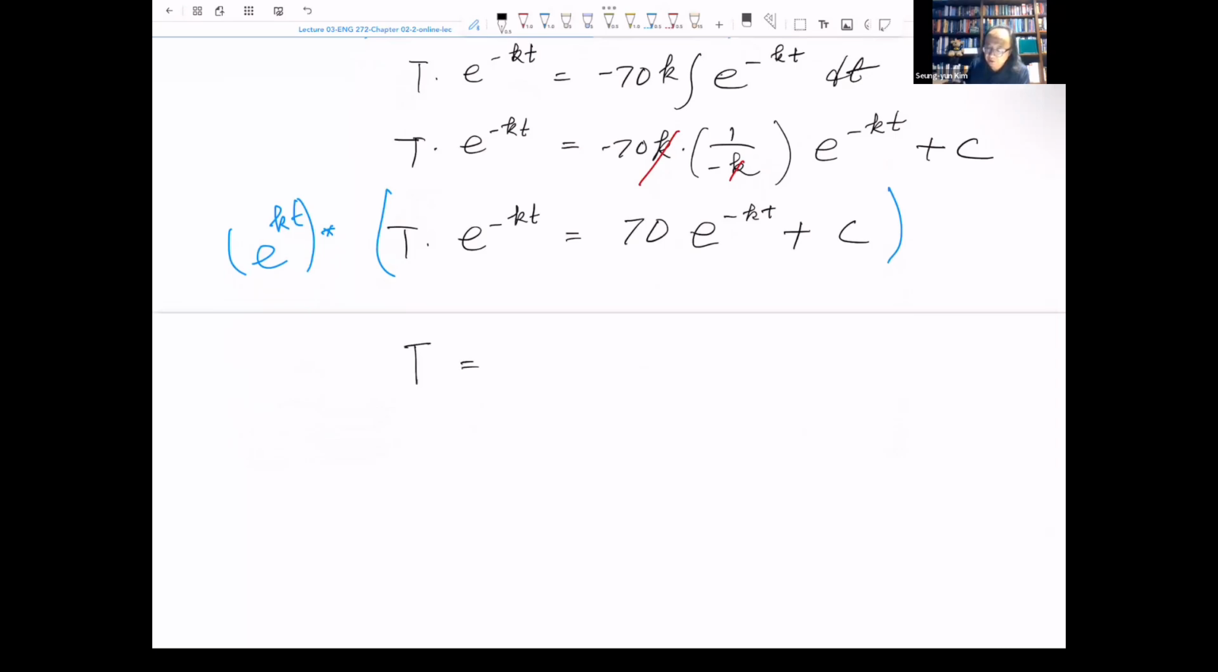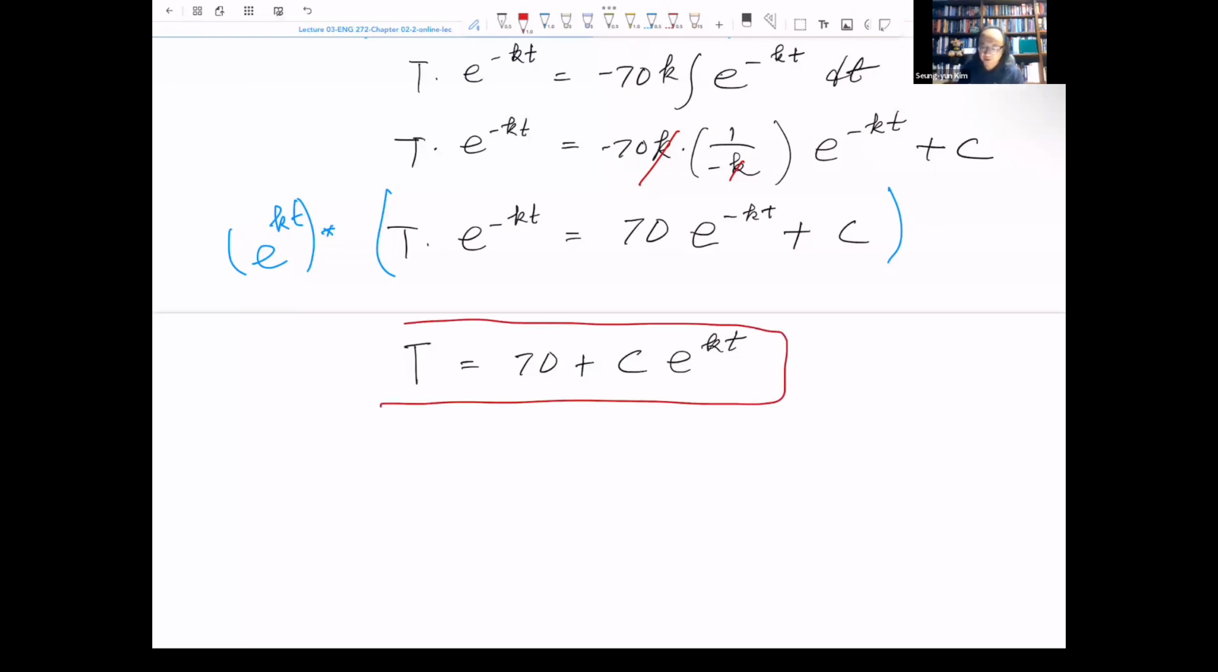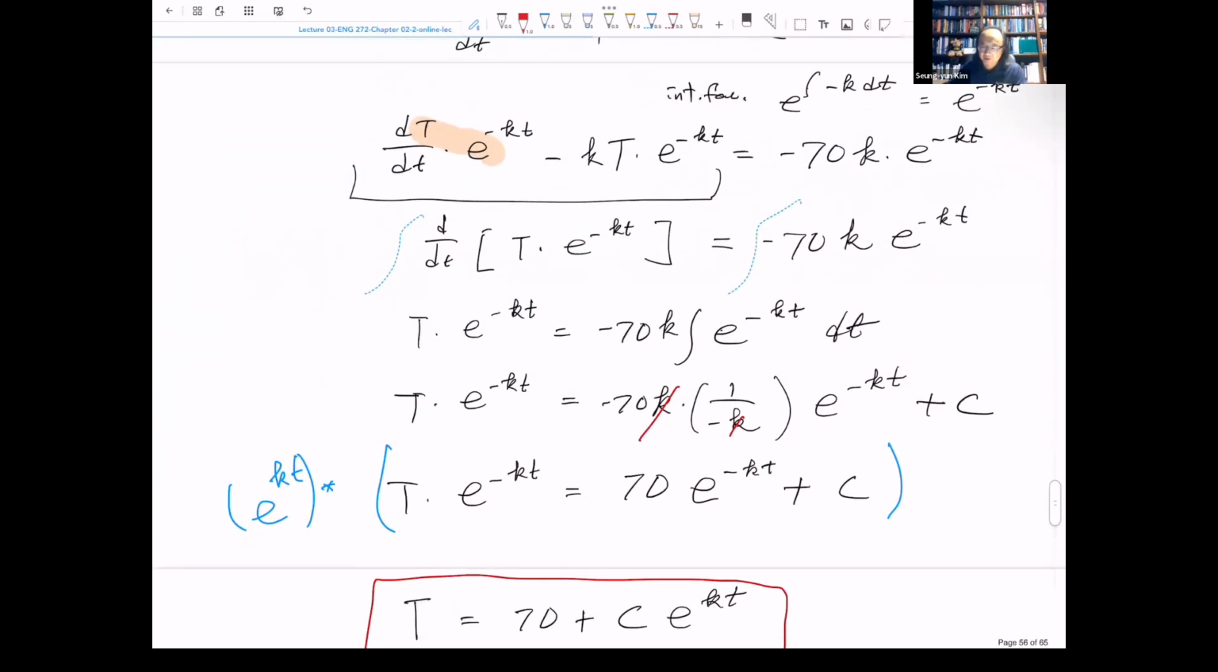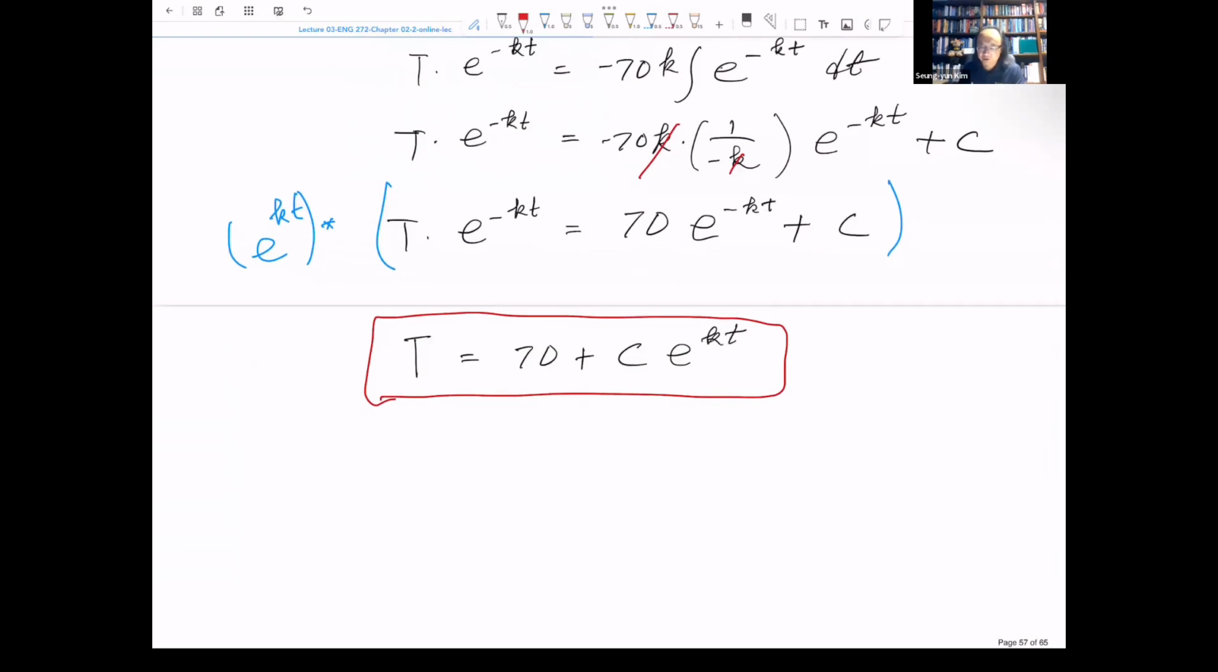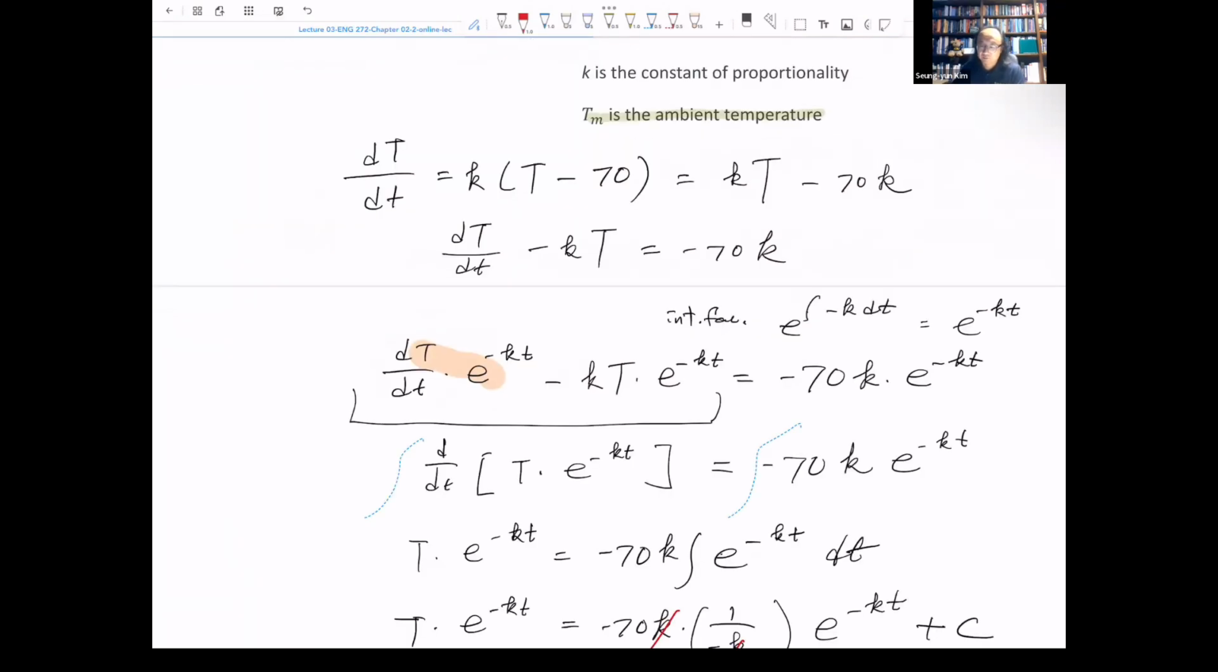Then we have T equals 70 plus C e to the kt. Same thing for the linear model. If you are asked to find the temperature using Newton's equation after a certain period of time, then you don't have to go through these steps. This is the first and last time I'm showing you. You can start from here. Whatever temperature you are given, you can just add that one. And then we already know this is C times e to the kt. That's the model that we already saw from the previous example.